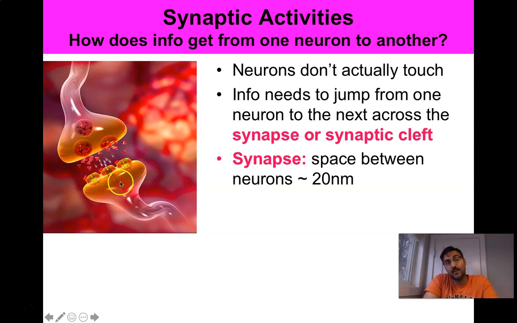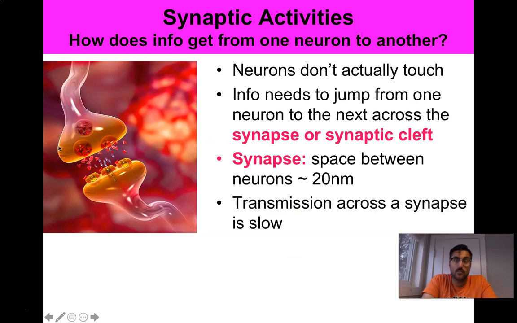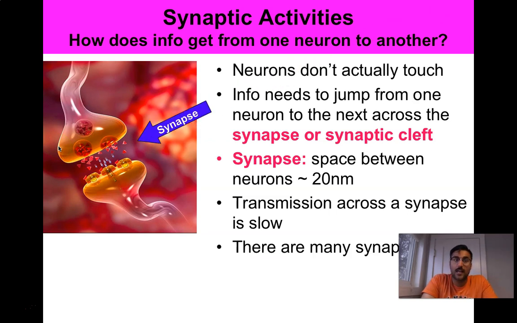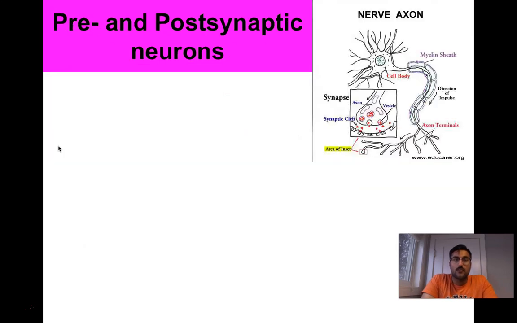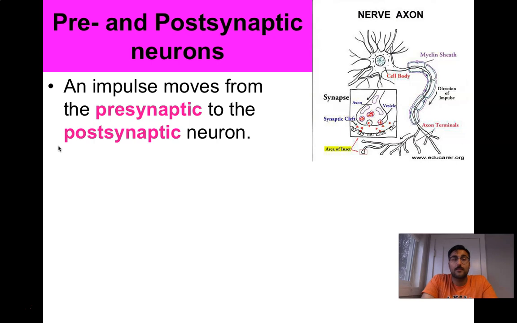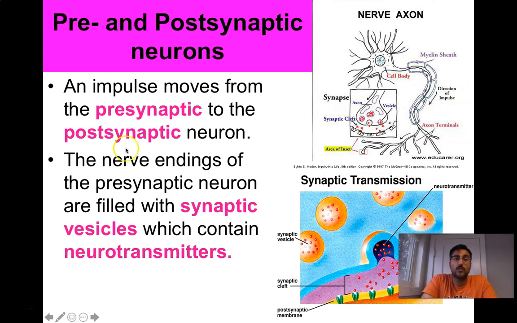The dendrites of a receiving neuron and the axon projections of the end of a previous neuron. So transmission across the synapse is slow, but there's lots of synapses. So synapse is that space between 2 neurons. So we've got pre and postsynaptic neurons. And so an impulse moves from the presynaptic neuron to the postsynaptic neuron. So from the neuron giving the information to the neuron receiving the information.